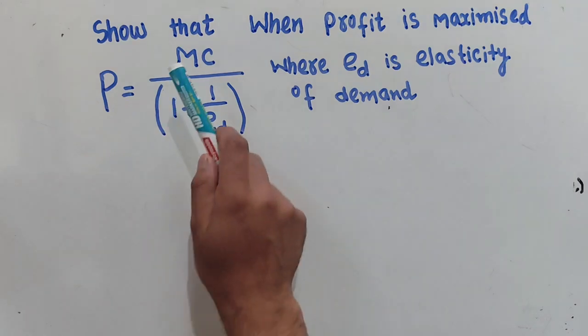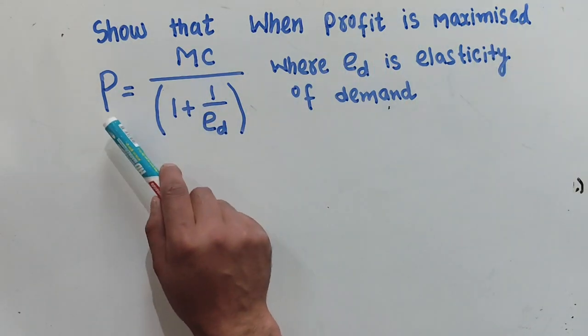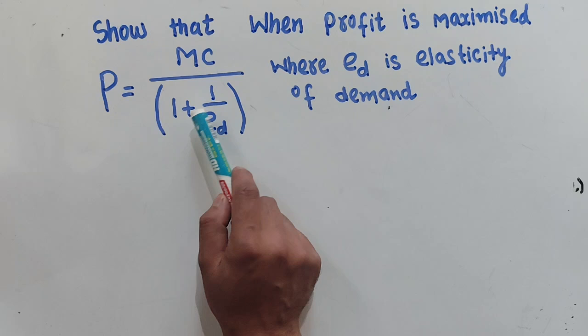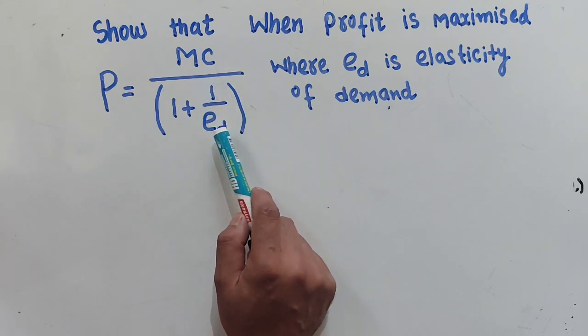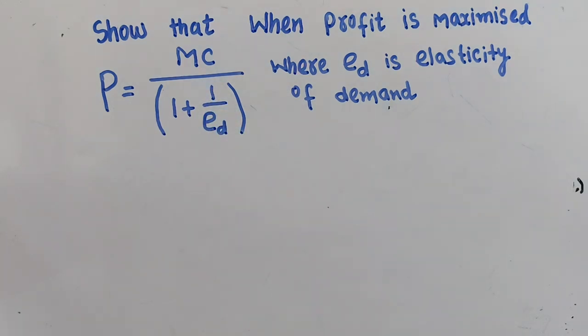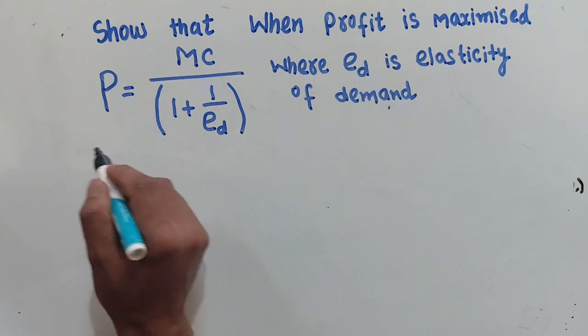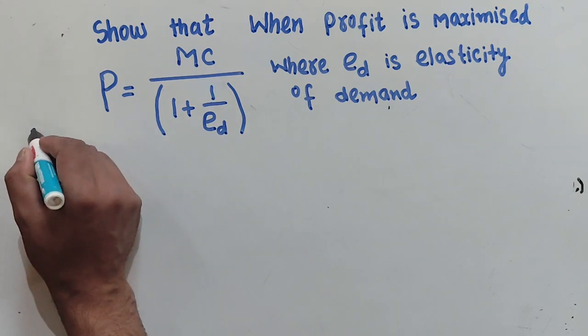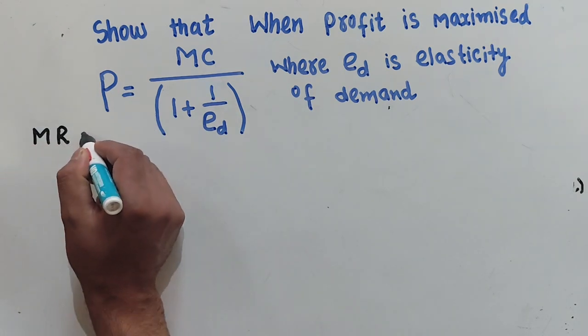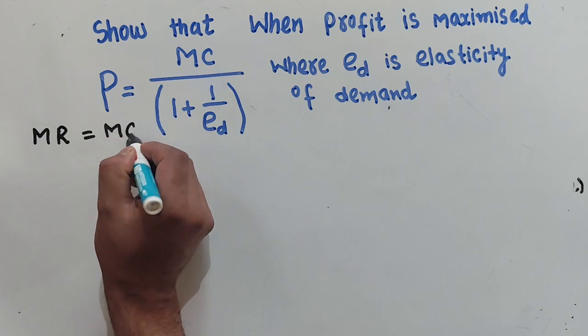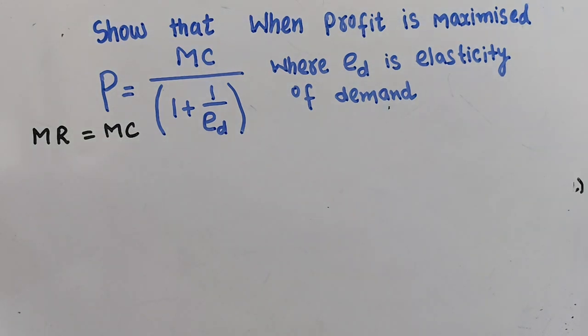The question is, show that when profit is maximized, price is equal to marginal cost upon 1 plus 1 upon elasticity of demand. Okay, so we know that for profit maximization, profit is maximized when the marginal revenue is equal to marginal cost. We know this very thing.